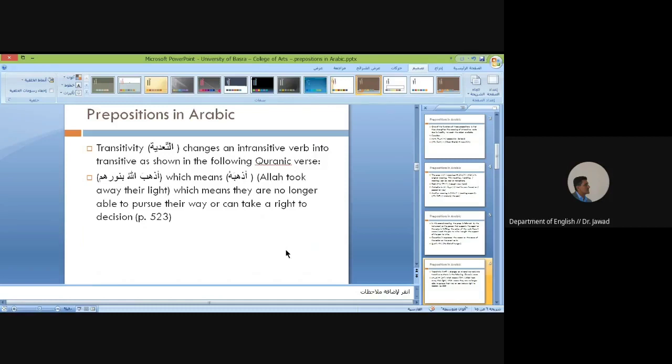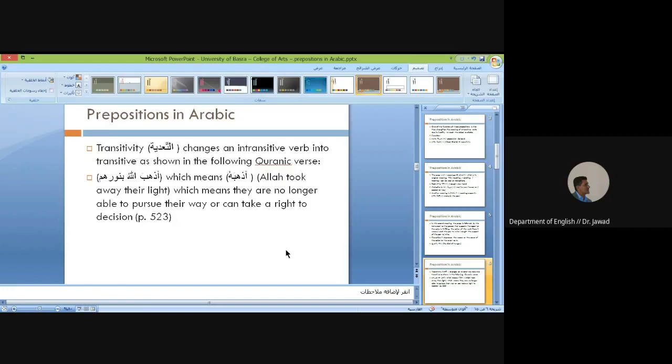Another meaning given by this preposition is called transitivity. You have mentioned something about what is the meaning of transitivity. التعدية. It changes an intransitive verb into a transitive verb.